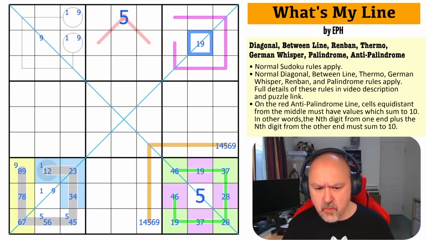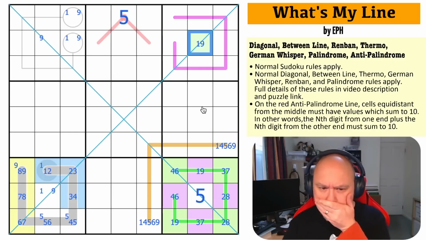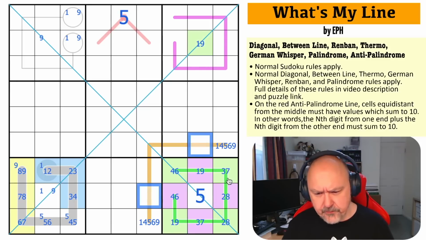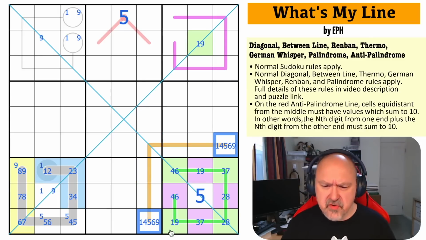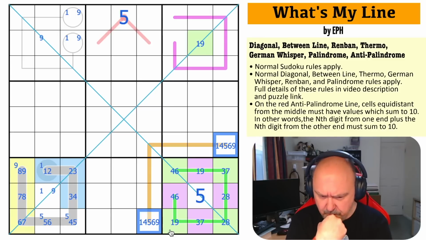So this is the green 1, 9. This could be lots of stuff, and this could be lots. Well, this couldn't be 4, 6. If this is 1 or 9, it's the purple 1, 9.